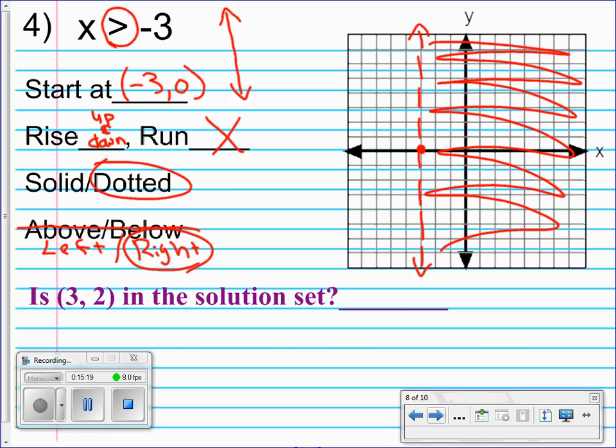So x is greater than -3. Does not include -3. It's every number beyond -3.